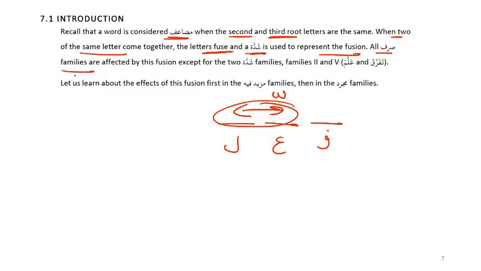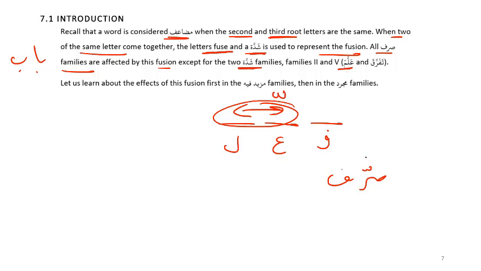All sarf families are affected by this fusion. The families, all the babs, are affected by this fusion, except for the two shadda families. So what are the two shadda families? From our example, that's fa'ala and tafa'ala. Yes, exactly. So sarrafa, yusarrifu, tasrifan. Over here, the textbook uses allama as its example. So allama, yuallimu, ta'liman.